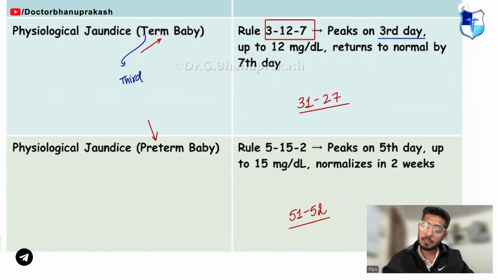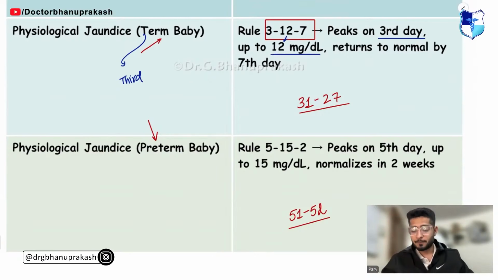And how much can it peak? It can peak up to 12 mg per deciliter. So the maximum bilirubin is going to be 12 mg per deciliter in a term baby, and it is going to return back to normal on the 7th day. So 31 27 is the rule for term babies.